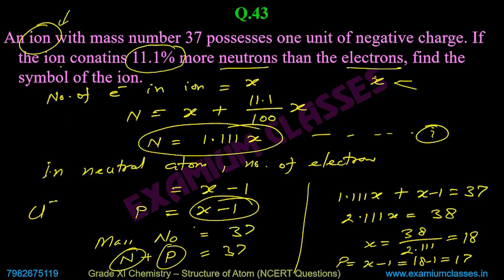So you will not write just Cl. You will write Cl minus, and then you will write its atomic number and mass. Mass number is given as 37, atomic number 17 you have found. Don't forget to write this negative charge, otherwise you will lose marks. Any confusion, let me know.